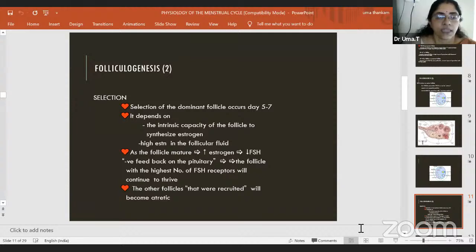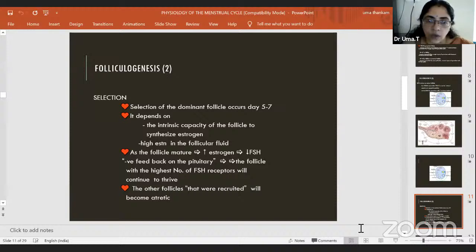Selection of the dominant follicle occurs on day 5 to 7. For the initial 5 to 7 days, a group of follicles starts developing, and the actual dominant follicle is selected by the 5th to 7th day. It depends upon the intrinsic capacity of the follicle to synthesize estrogen, and on a high estrogen content in the follicular fluid. As the follicle matures, there is increased estrogen production.